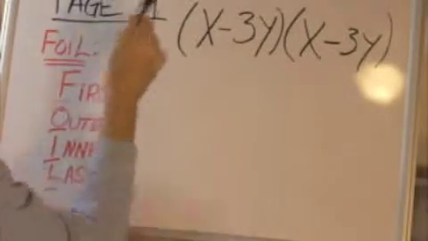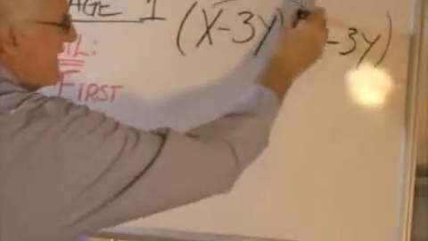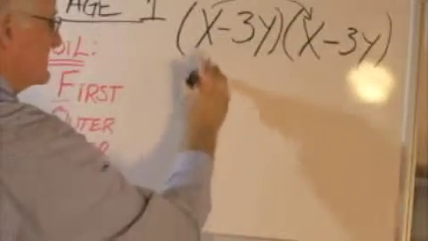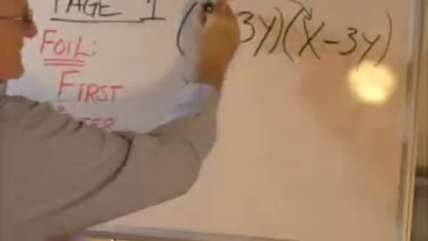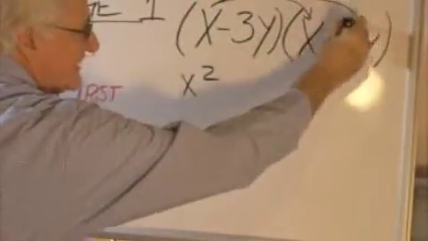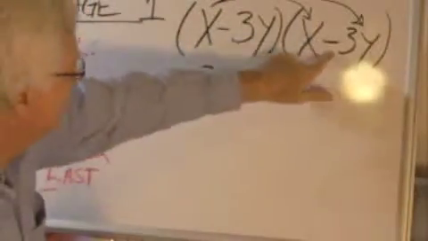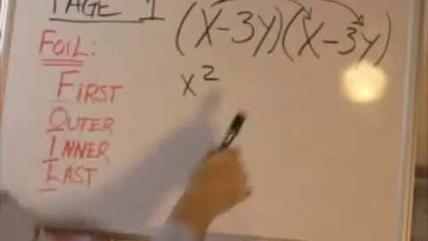A FOIL problem. X times X. First times first, X squared. Sign, positive, everything. Second problem, X times a negative 3y. This is where it gets tricky. 2 negative signs on this one. I'll show you in a second what that does.